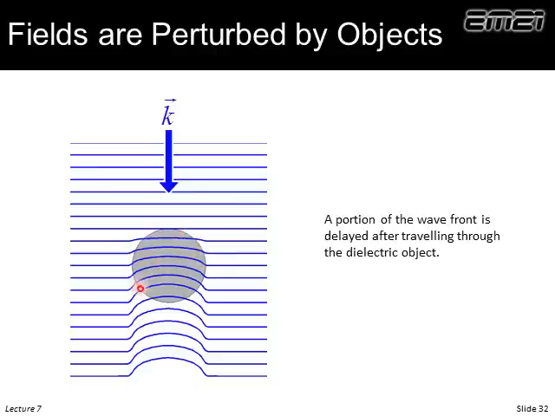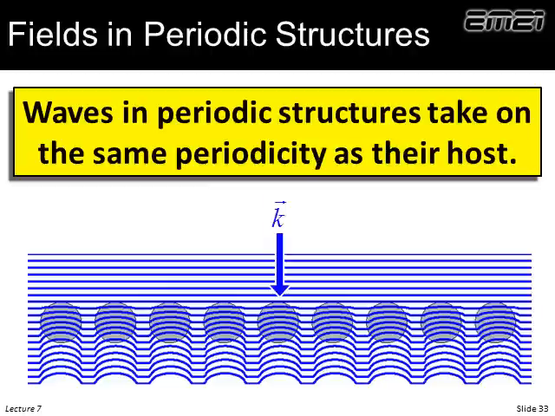Now, if the dielectric rod were heart-shaped, we probably won't get a heart-shaped electric field, but there is some resemblance of the original object in the shape of the electric field. Now, if we had a periodic array of these cylinders, and we had a nice plane wave that passed through it, we would see these same perturbations. And the big conclusion here is that waves in periodic structures take on the same periodicity as their host.